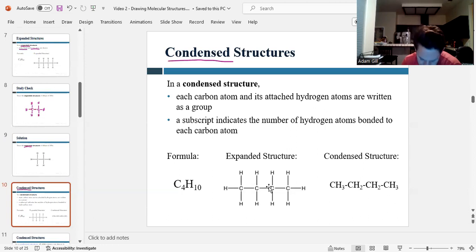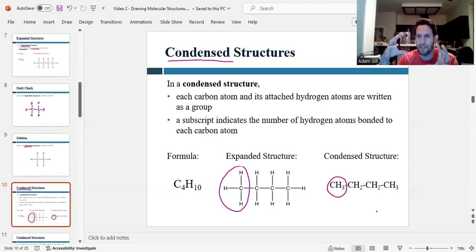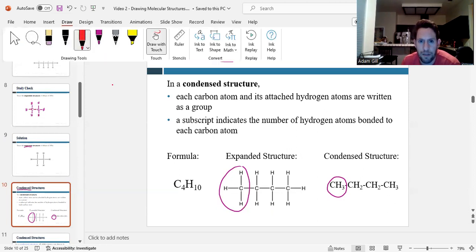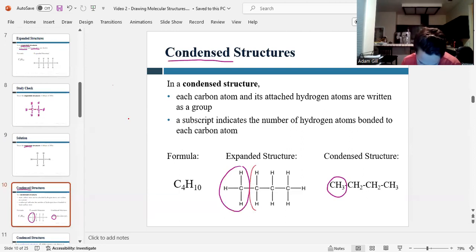So for instance, this right here is our first carbon atom, and it's connected to 3 hydrogens. And so that would be simplified or condensed as CH3. So we took the expanded and we condensed it into a CH3. And what's that CH3 connected to? Well, it looks to me like it's connected to a CH2, 2 hydrogens on this carbon. So that's our CH2 condensed.